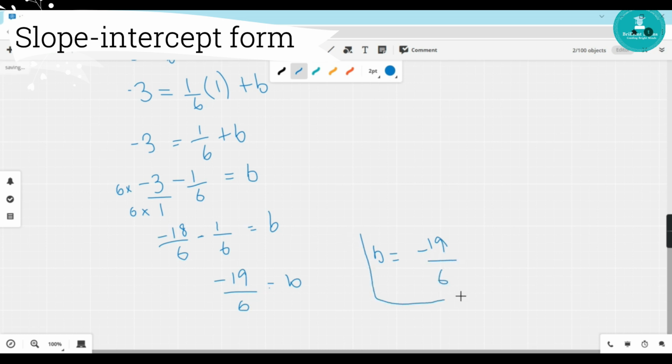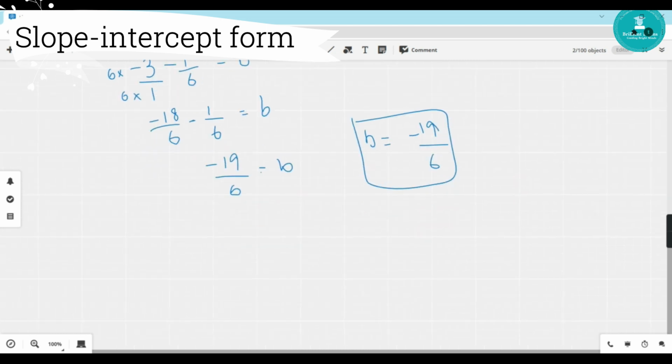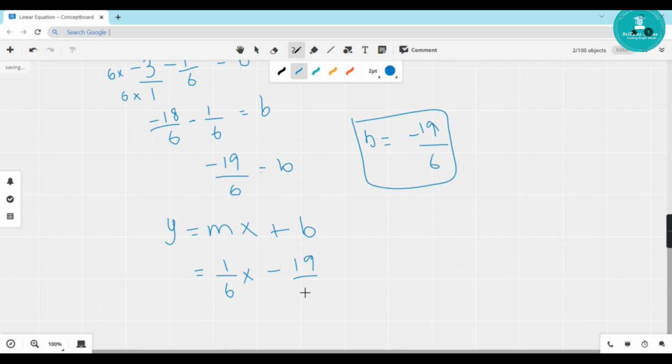We got the m value, we have the b value. Now we're going to plug in these two values into the general form of a slope-intercept form, that is y equals mx plus b. m was 1 by 6 x, and the b value is -19 divided by 6. You can see we got the answer in slope-intercept form.